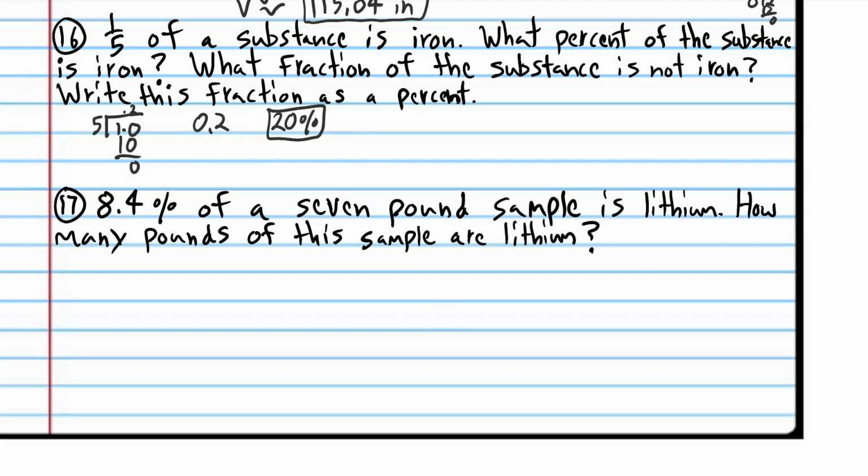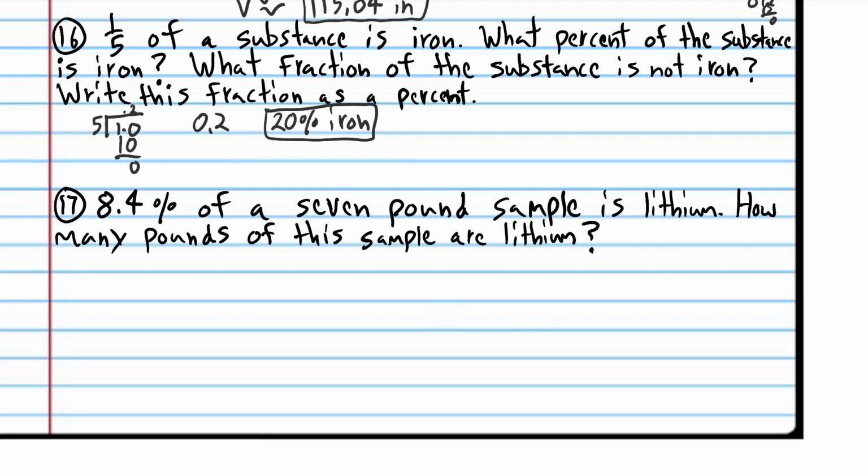So 20% of the substance is iron. So 20% iron. So that's pretty easy. It's just converting between fractions, percents, decimals, or whatever. Now the second part: what fraction of the substance is not iron? So what fraction is not iron?